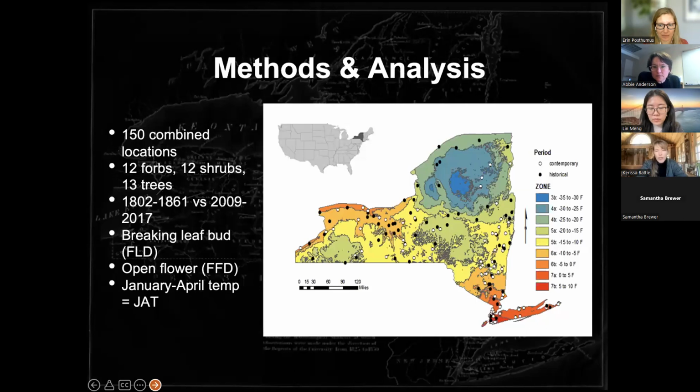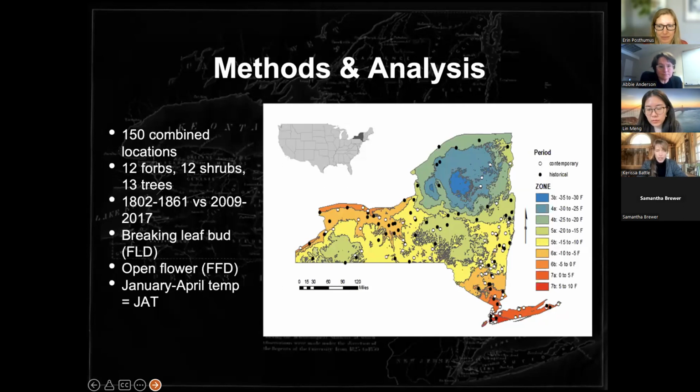The two phenophases we used were breaking leaf bud and open flower. And these folks back in the 1800s also collected weather data, so it's one of the earliest known weather data collection efforts in North America. And we had paired phenology and temperature data to compare both in the past and the present.